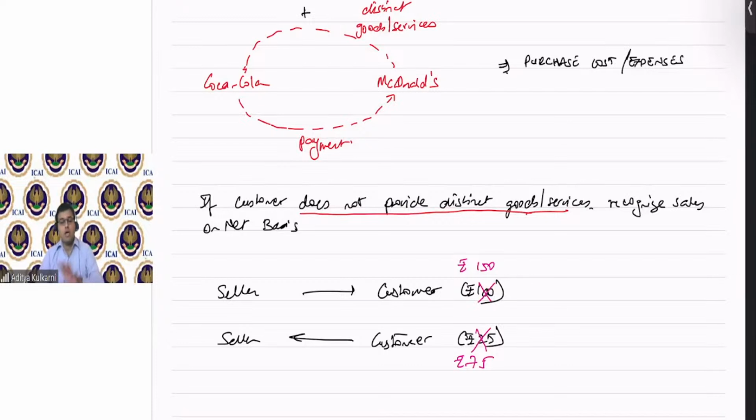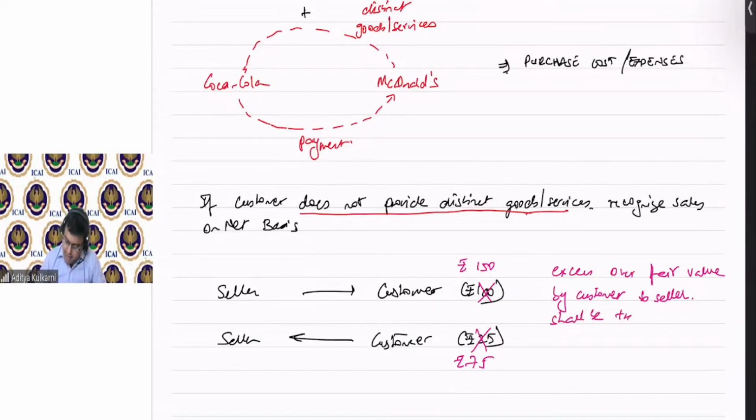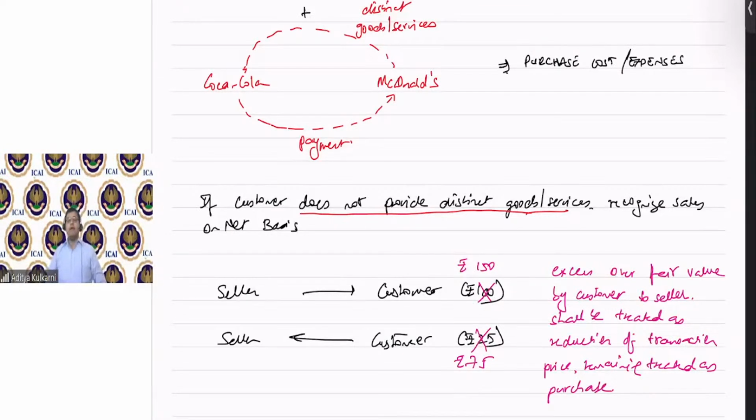So therefore, to curb this kind of manipulations, to curb these type of arrangements, what the standard says is, excess over fair value by customer to seller shall be treated as reduction of transaction price, remaining treated as purchase.